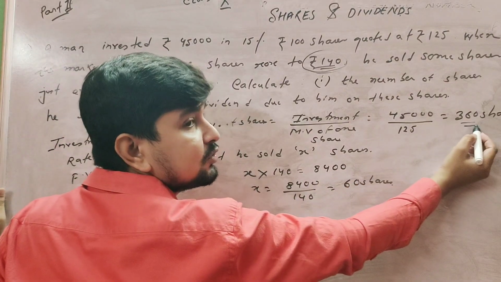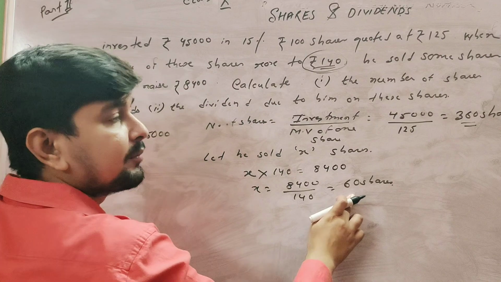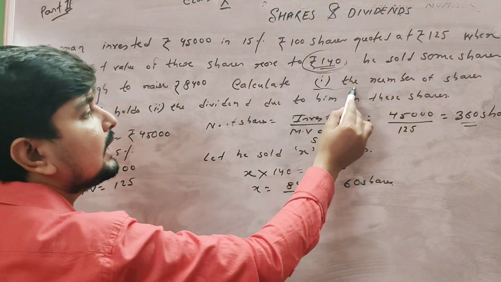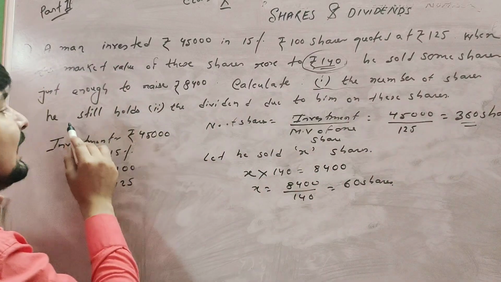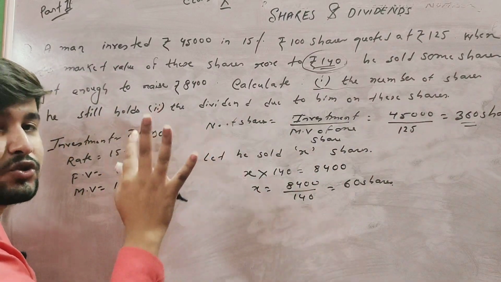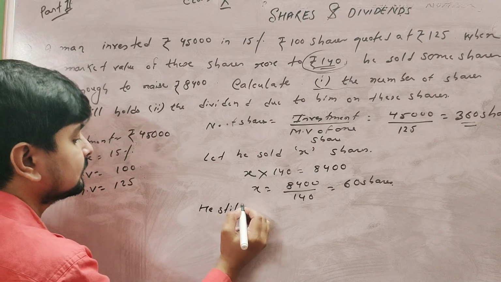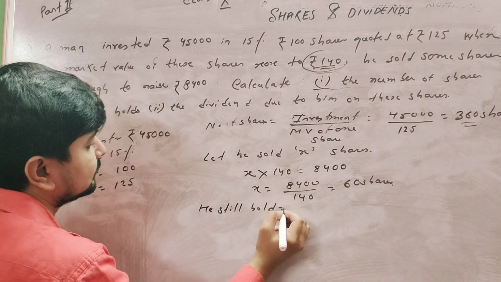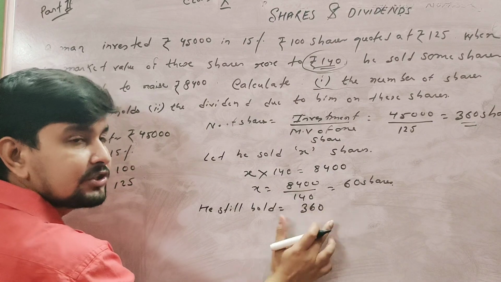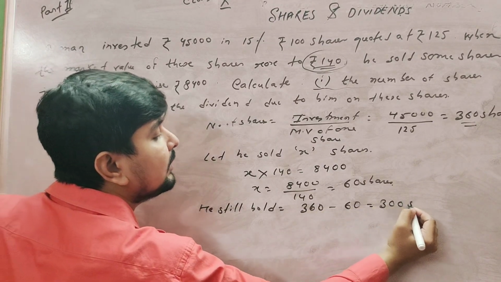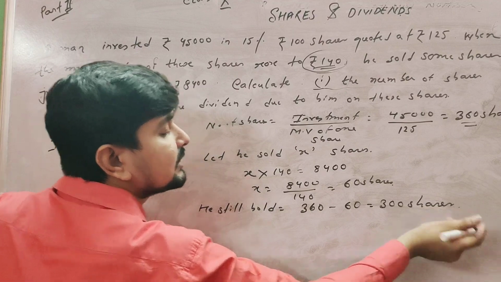How many shares does he have in total? 360. Number of shares he sold: 60. So our first question is to calculate the number of shares he still holds. So he still holds 360 total shares minus 60 sold, that means he holds only 300 shares.